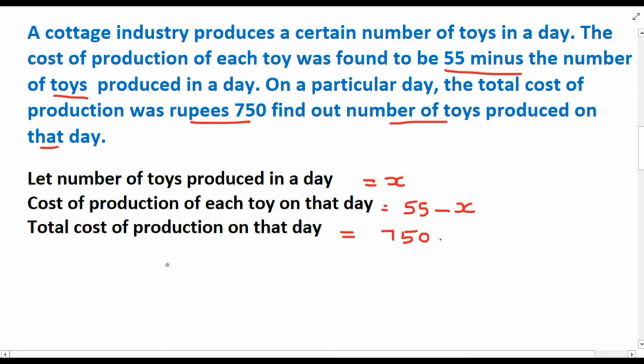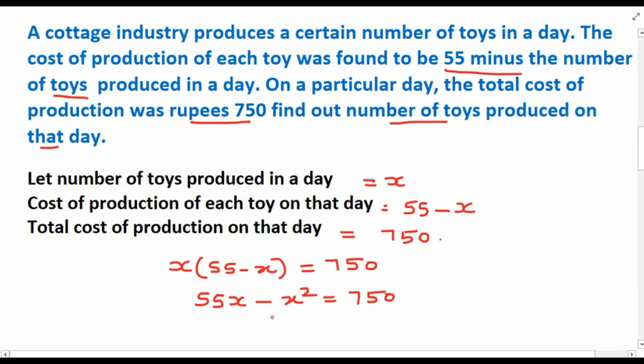That means the total number of toys is x and the price of each toy is 55 minus x. The total cost is 750, which is the number of toys into the price of one toy. Now you need to open the bracket: 55x minus x square equal to 750. We will write it in the standard form: x square minus 55x plus 750 equal to 0.